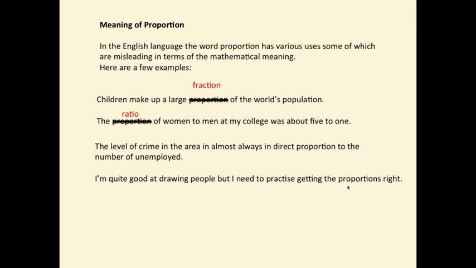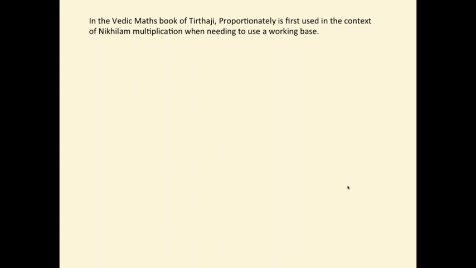So then what is the meaning of proportion in mathematics? It's an equivalence of ratio. So for example, if we have the ratio 2 to 3 is equal to 4 to 6, these 2 ratios are in proportion. So it's where we have an equivalence of ratio. And that is the meaning of proportion in maths, strictly speaking. So how does Tirtha use the proportionately sutra? He first uses it in Nikhilam multiplication when needing to use a working base. So I thought I'd show 2 examples of how he uses it, and this is the first one.